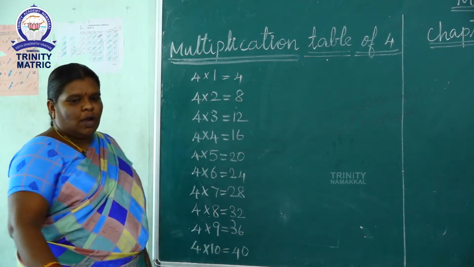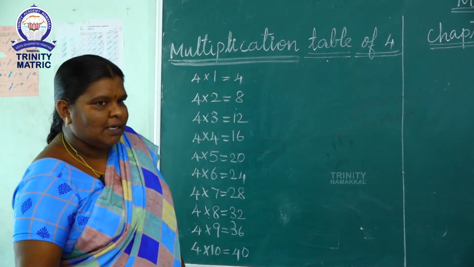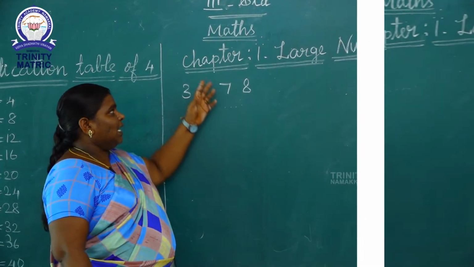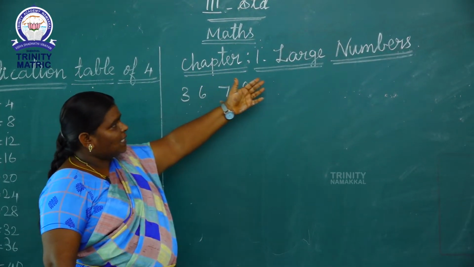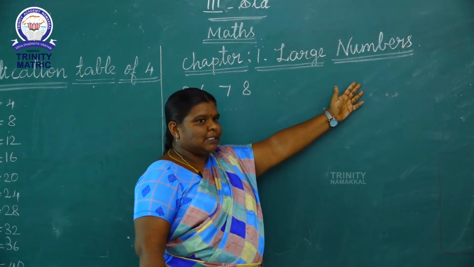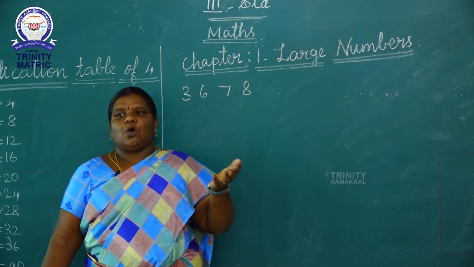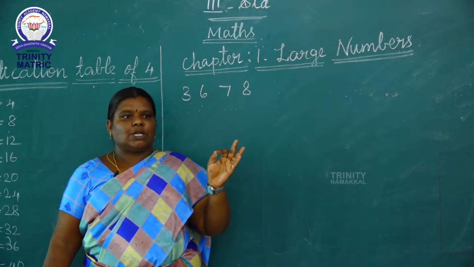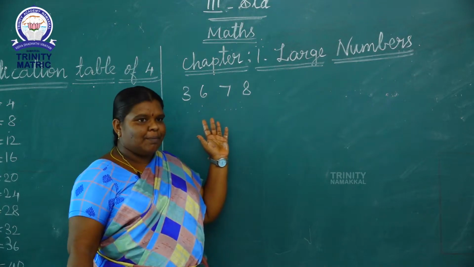Daily you say the multiplication table orally, children. Okay children, see the chapter. What is the chapter name? Large numbers. Already we know about 3-digit numbers. Now we will see 4-digit numbers.